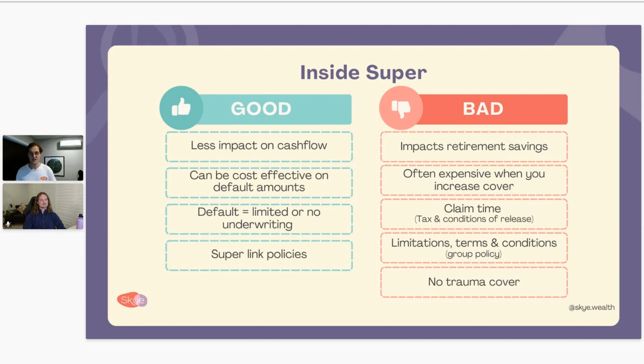Other things in the bad column: claim time, tax and conditions of release. So often the case with claims, you have to meet a few extra conditions of release for the super fund, because the super fund will have different rules than what the insurance companies have. Often they'll match up, sometimes they don't. So there is a chance that sometimes your money from your insurances would get locked within your super fund until you meet those conditions of release.